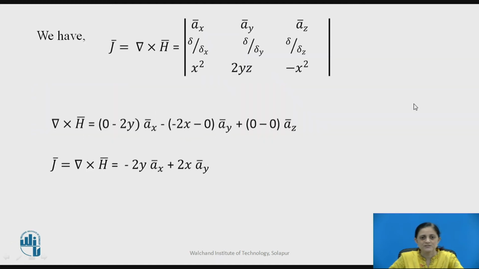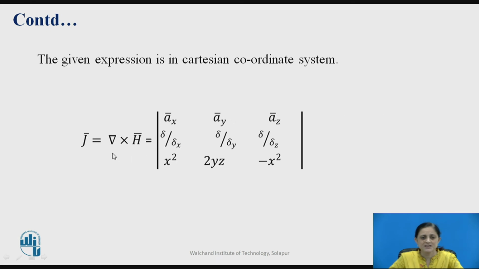So in our example, the j bar is written as del cross h bar: a bar x, a bar y, a bar z, dou by dou x, dou by dou y, dou by dou z, and the magnitude for this h bar is given as x square, 2yz, minus x square. So you can solve now this determinant with respect to the partial differentiation of x, y and z.